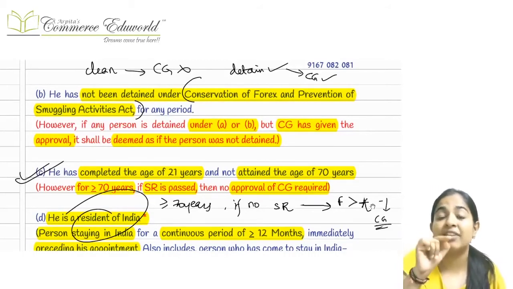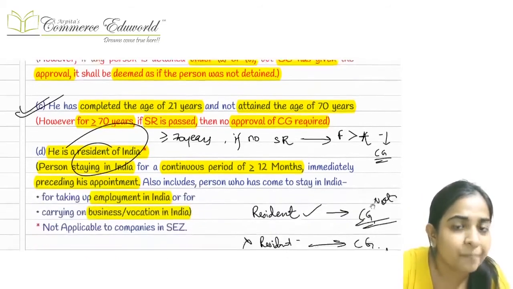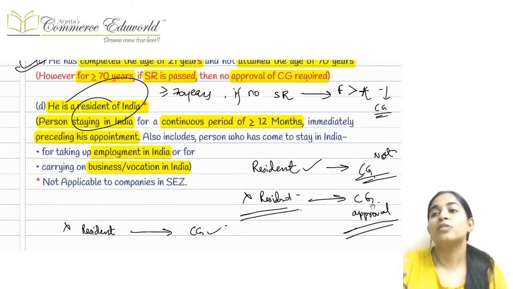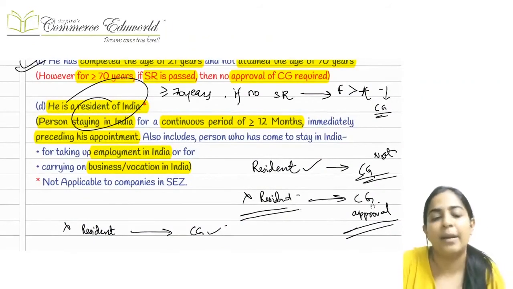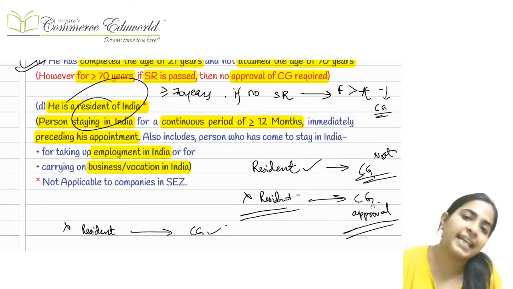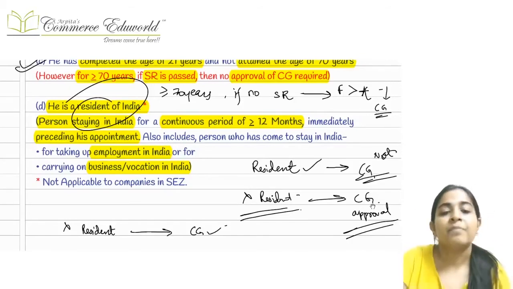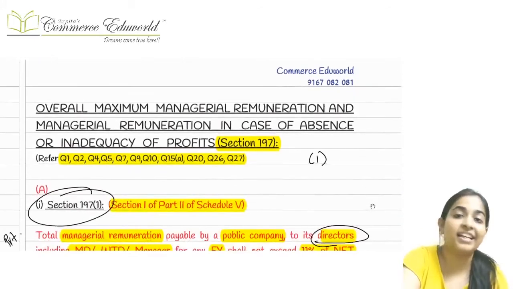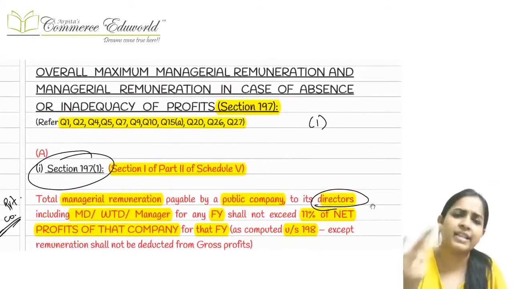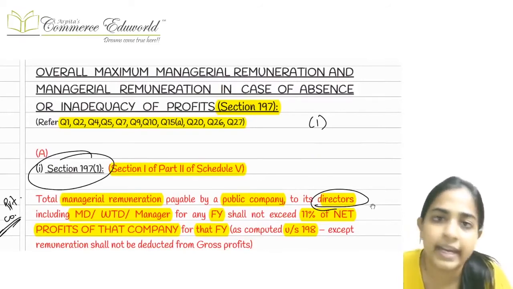Remember, votes cast in favor should be more than votes cast against it, and we have to take the CG's approval. And the last point, if that person is not a resident of India, which means for the last 12 months he was not staying in India continuously, then in that case you have to take the CG's approval. If CG says okay, then it will be okay. Okay, and this residence point is not applicable for the companies which are located in SEZ, because there we can have managerial personnel who are not residents in India.